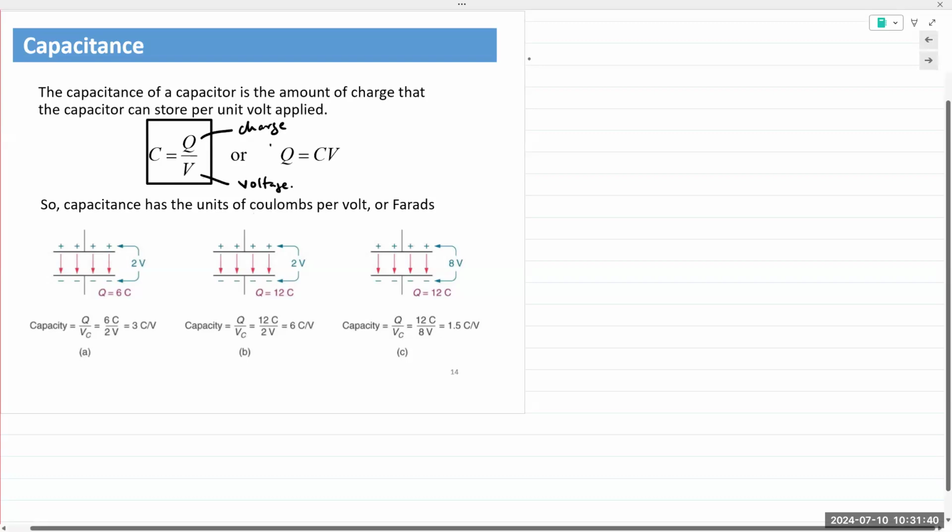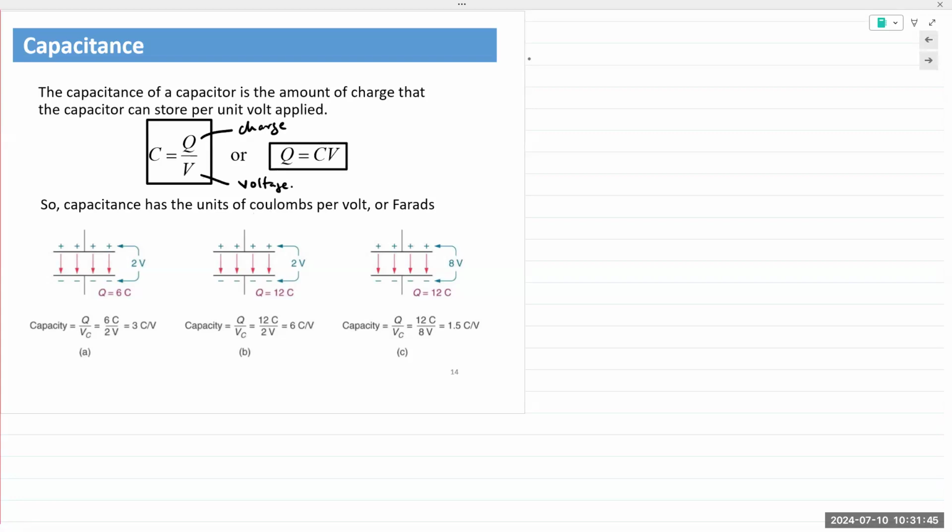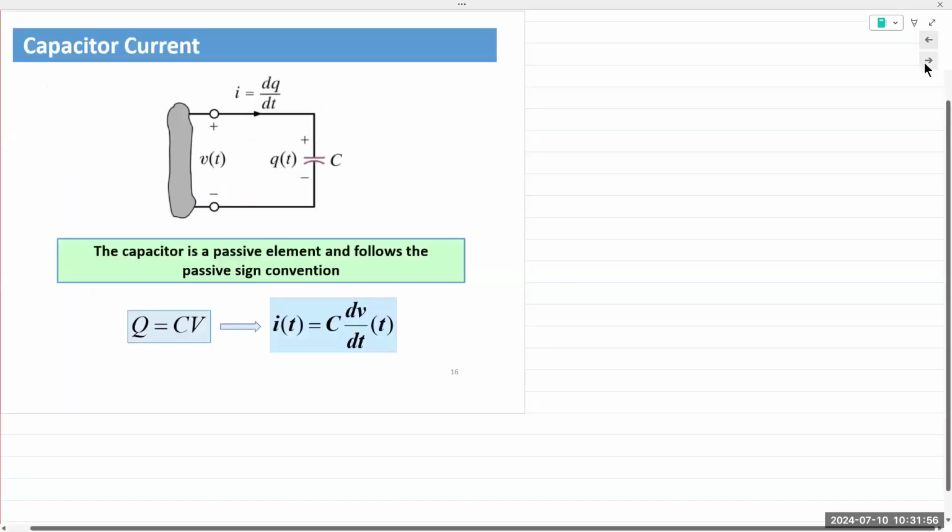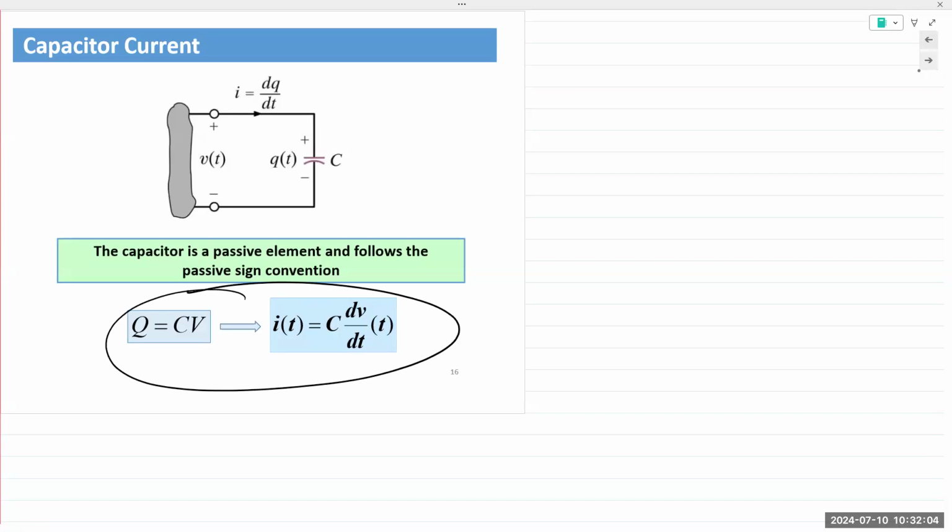From there, we get the equation Q is equal to CV. And from Q is equal to CV is where we obtain the primary capacitor equation. Because if you take the derivative of Q is equal to CV, you obtain dQ over dt. dQ over dt is the rate of flow of charge. And the rate of flow of charge is nothing but current I. Okay, rate of flow of charge.